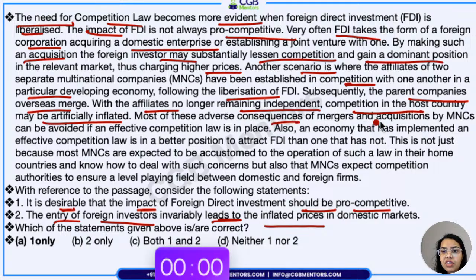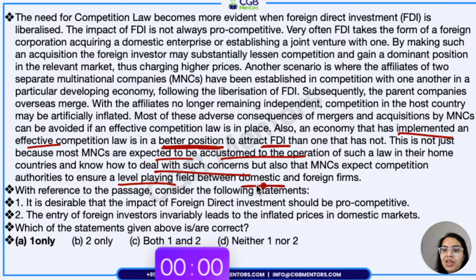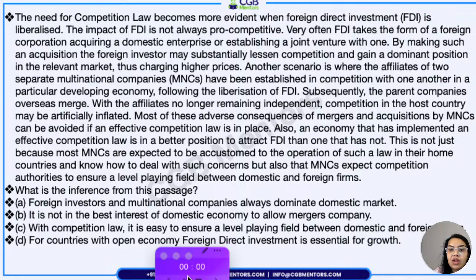Most of these consequences of mergers and acquisitions can be avoided if an effective competition law is in place. So the author is in favor of it, and he is explaining how this competition law is important. Also, an economy that has implemented an effective competition law is in a better position to attract FDI. This is because most MNCs are expected to be accustomed to the operation of such a law and know how to deal with such things. It is to ensure a level playing field between domestic and foreign firms. So the author is saying what should be done? Competition law आना चाहिए. That is desirable. That the impact of FDI should be pro-competitive, which is not right now at present. Hence, competition law is required. I hope आपको अब relationship समझ में आ गया होगा.